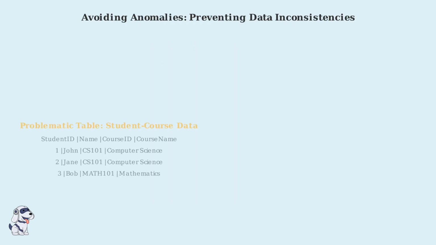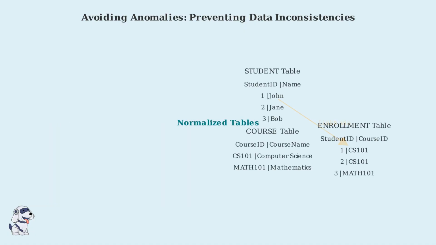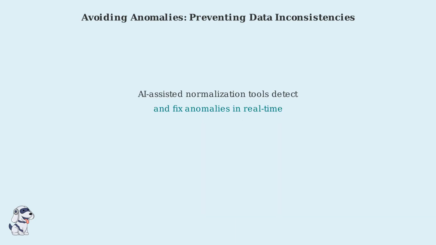For example, consider a problematic table that combines student and course data. If we delete the last student from a course, we lose the course information entirely. This is a deletion anomaly. Normalization solves this by separating the data into dedicated tables. A student table contains student information, a course table contains course details, and an enrollment table links them together. Now, deleting a student from enrollment only removes their enrollment record, preserving all other data.